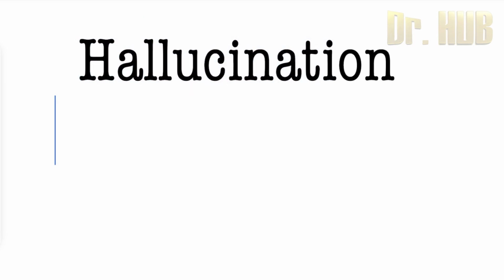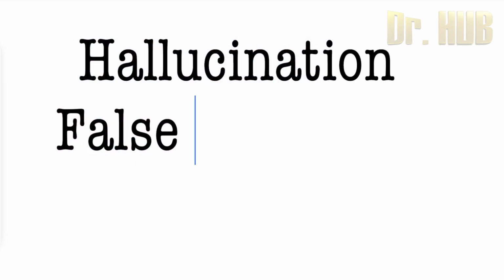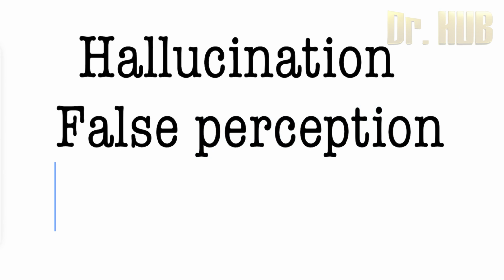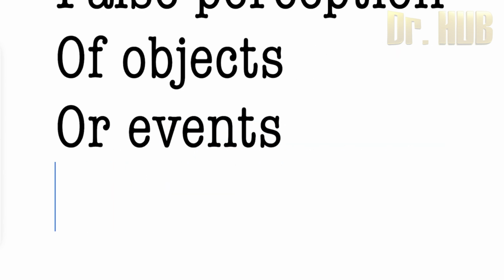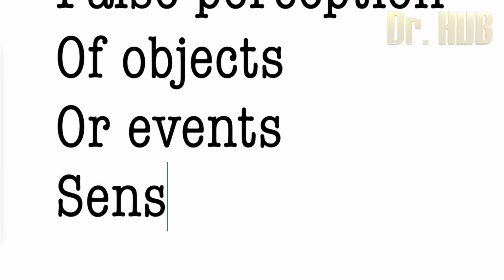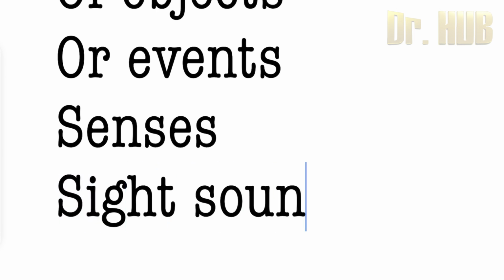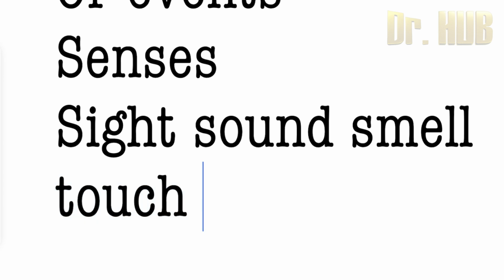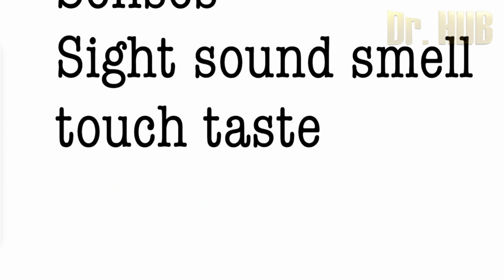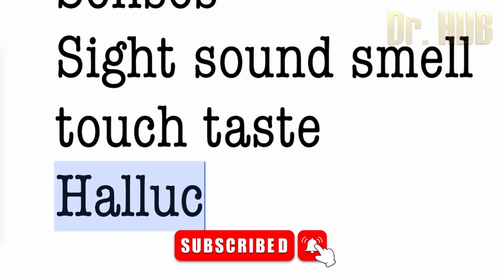Hallucination. So hallucination is nothing but a false perception of objects or events involving the senses. So you have sight, sound, smell, touch, as well as taste. So what are the types of hallucinations?